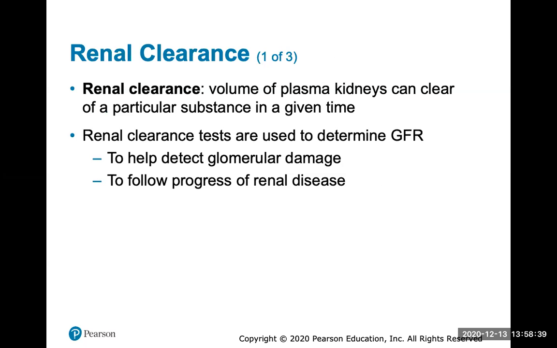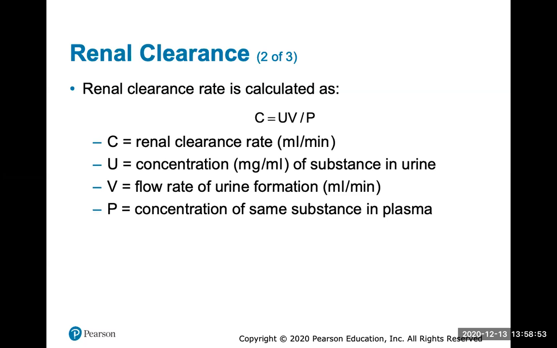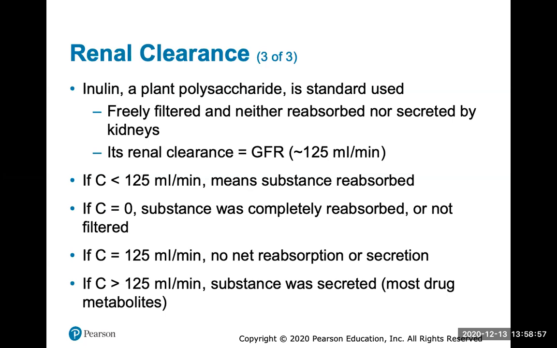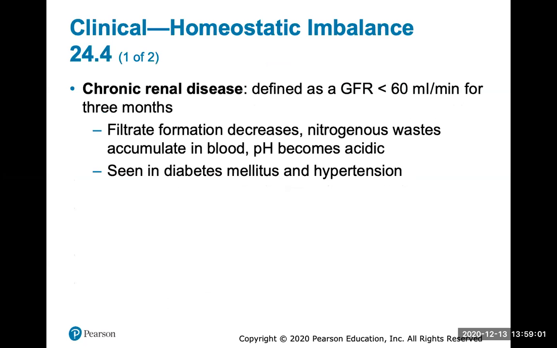Renal clearance is the volume of plasma the kidneys can clear of a particular substance in a given time. Renal clearance tests are used to determine the glomerular filtration rate to help detect glomerular damage and to follow the progress of renal disease. Here's the renal clearance rate and how it's calculated. I won't ask you to know that, but this is what renal clearance is about.